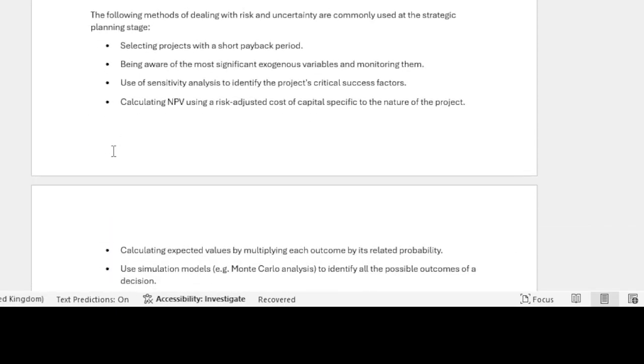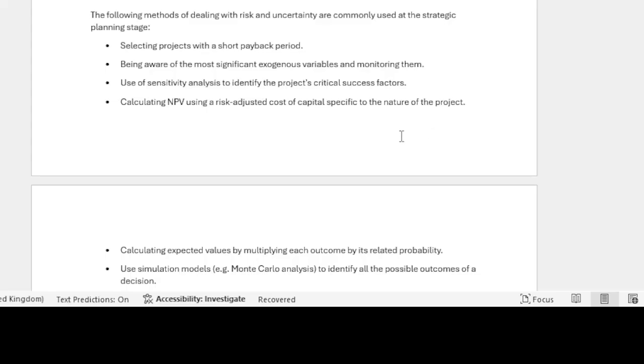So let's look at managing risk. The different methods that we can put in place to deal with the different risks and uncertainties that an organization faces when we are doing the planning for selecting different projects, for planning for the company.